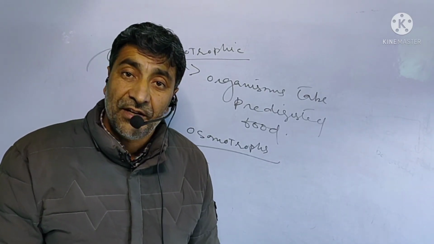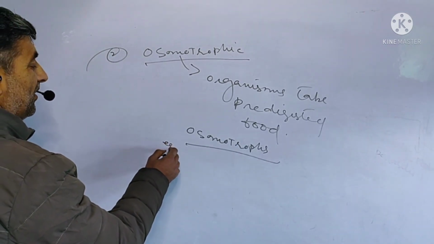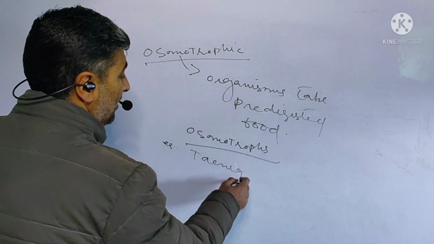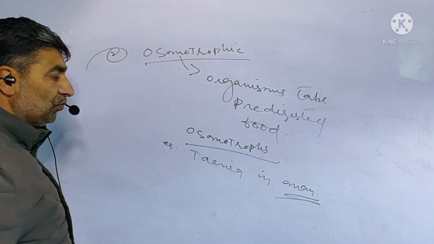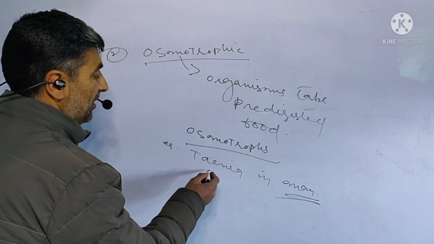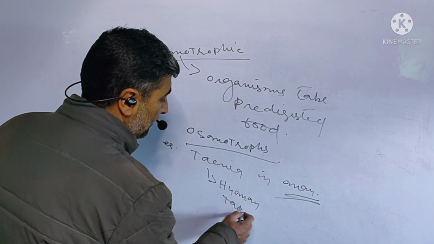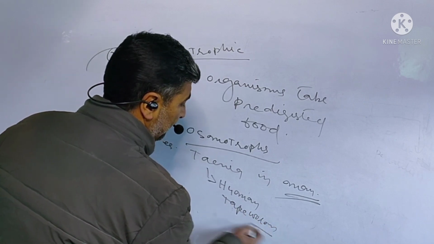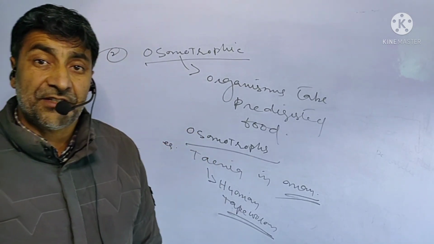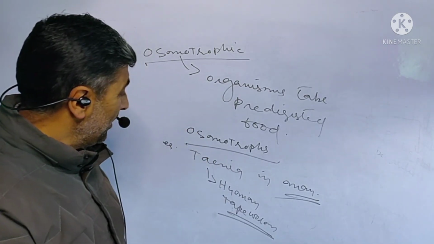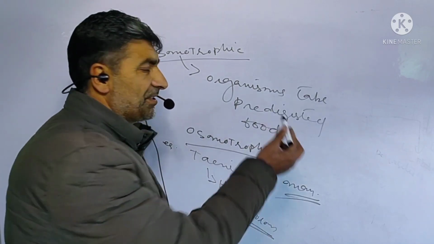Can you cite any example? Yes, a very important example. That is Taenia, Taenia in man. Taenia is the human tapeworm. It lives in the intestine of man. It takes pre-digested food.